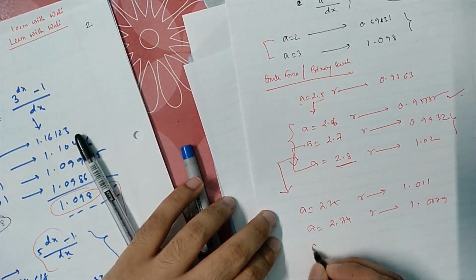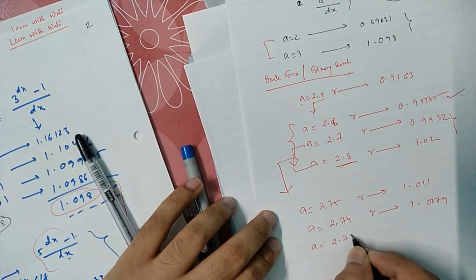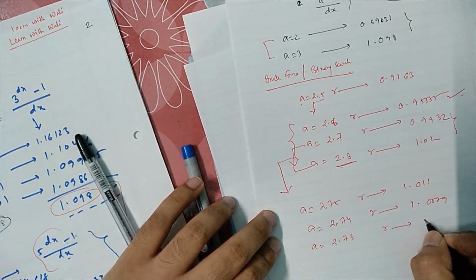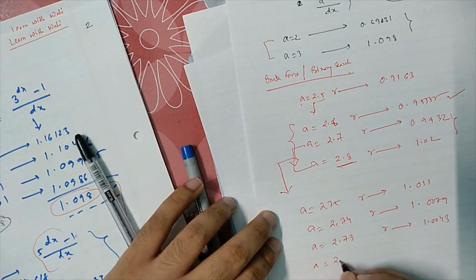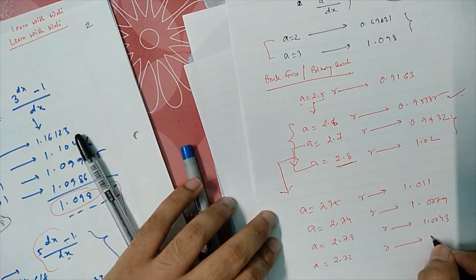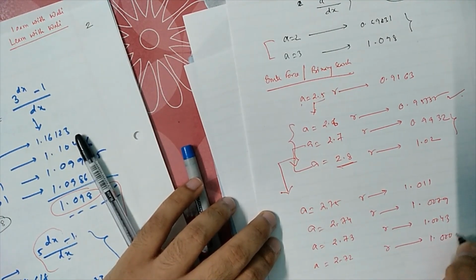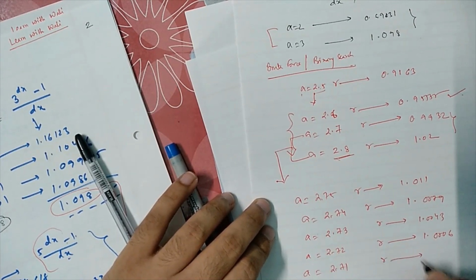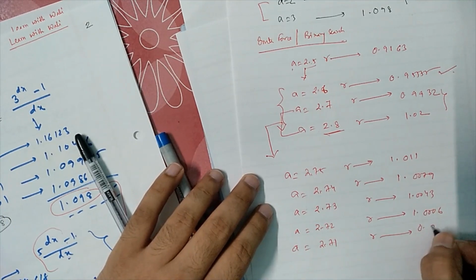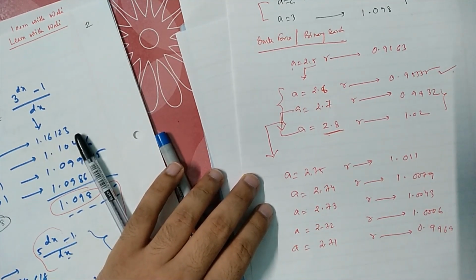Then r will be 1.0079. Check a is equal to 2.73. Then r will be 1.0043. Take a is equal to 2.72. r will be 1.0006. Take a is equal to 2.71. Then r tends to 0.9969. So now see here.